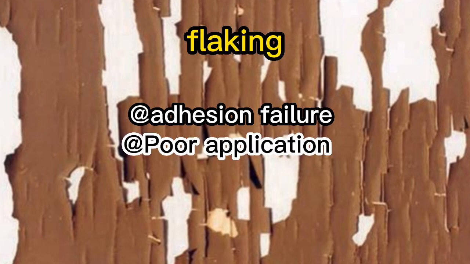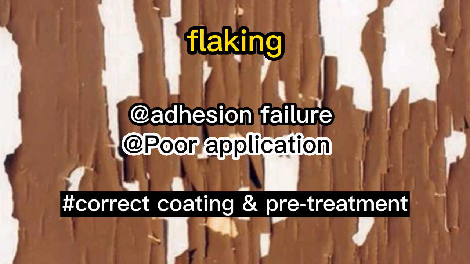So finally, we have flaking. This is a form of adhesion failure where paint flakes from the substrate. This can be caused by using an incorrect paint system or no pre-treatment for certain substrates, poor application techniques, or aging of the paint system. To prevent flaking, use the correct coating system and pre-treatment.